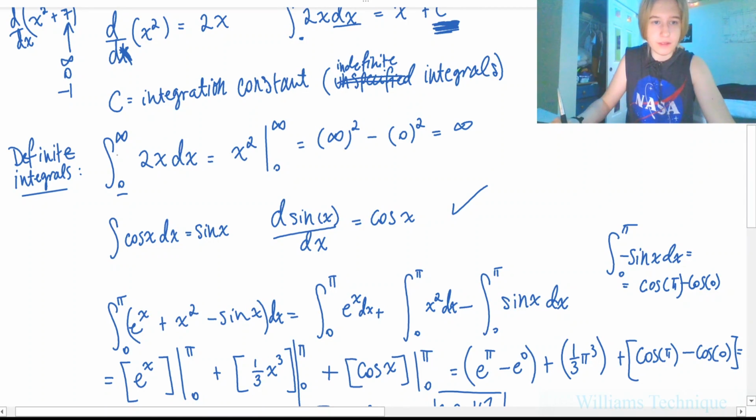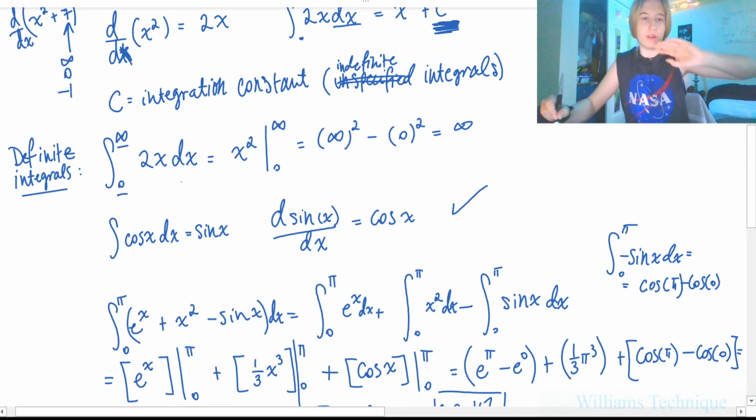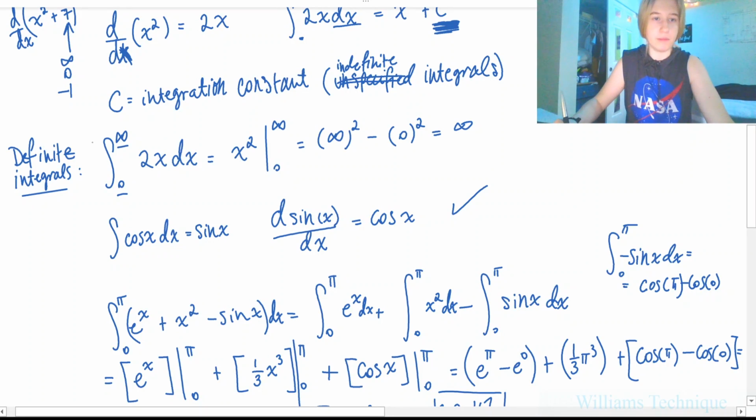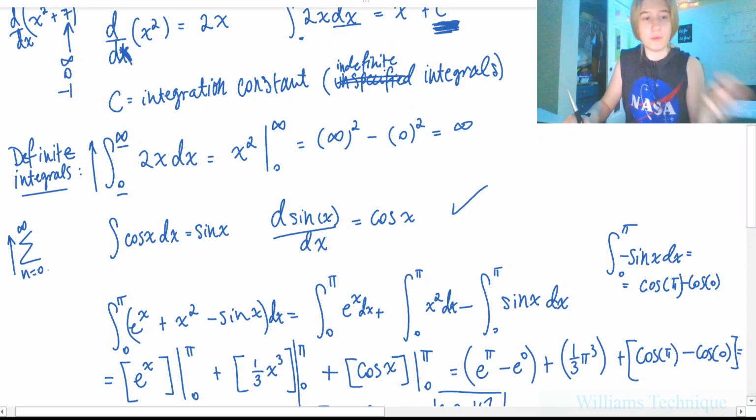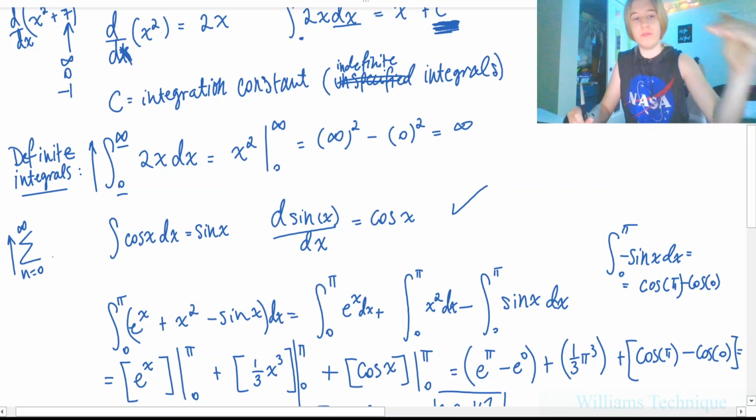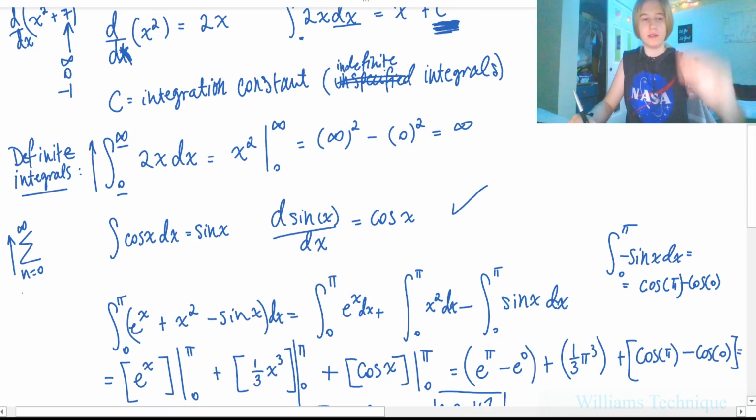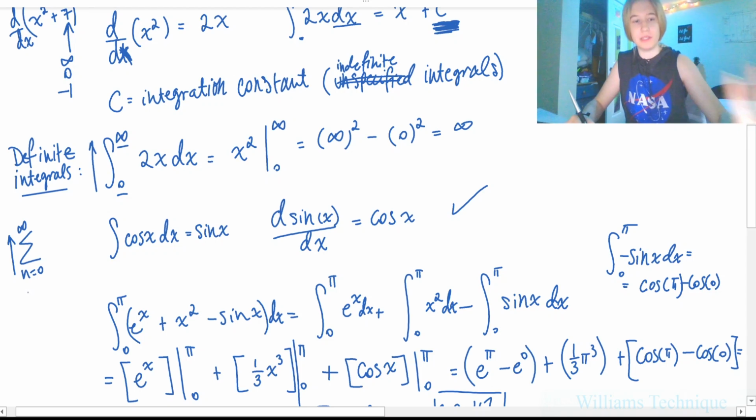These are integrals where you have an integration from a certain number, 0 to infinity, and you read this from bottom to top. So we integrate 2x dx from 0 to infinity. This partially comes from Riemann sums, because with Riemann sums you also read it this way. You say the sum of something from n equals 0 to infinity, and you read it from bottom to top. We'll go over how integrals relate to Riemann sums.